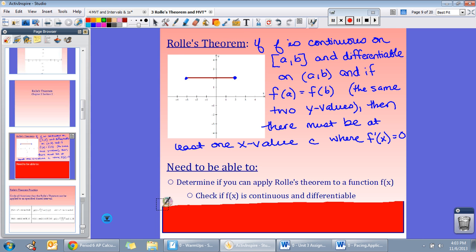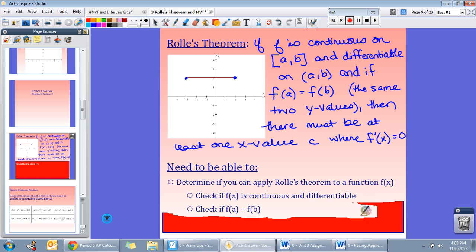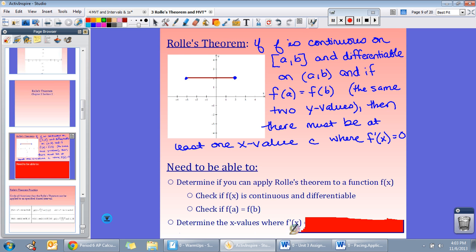The other thing you have to check is if your two y values are the same, if f of a equals f of b. If both of these things are okay, it is continuous, it is differentiable, and the two y values are the same, then you need to apply Rolle's theorem and determine the x values where the derivative equals 0.